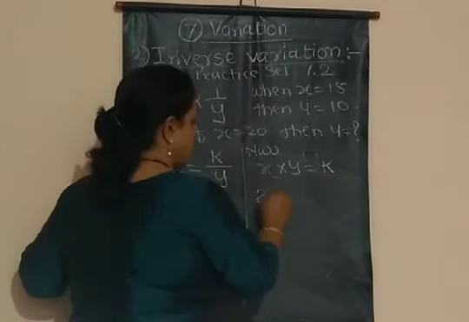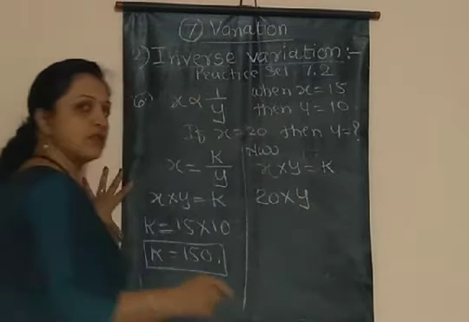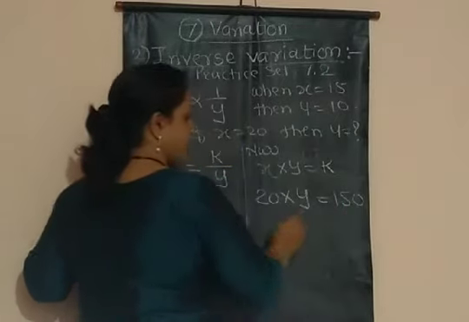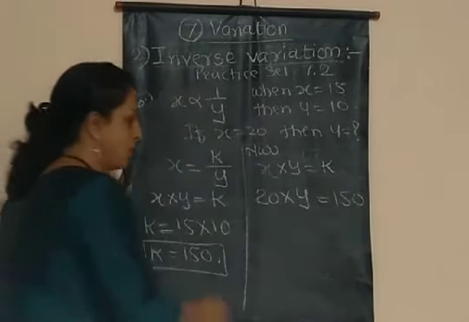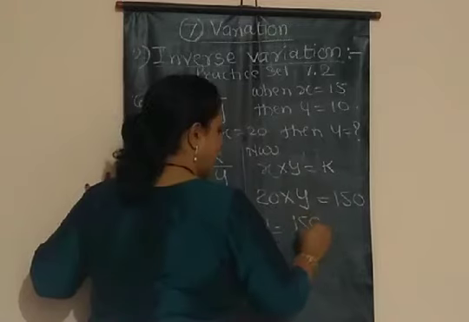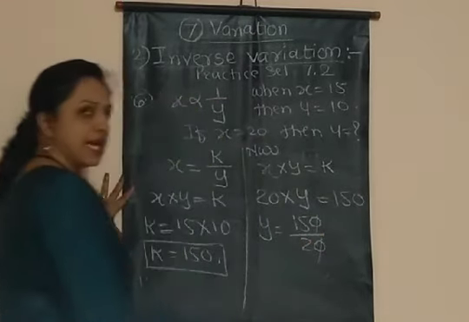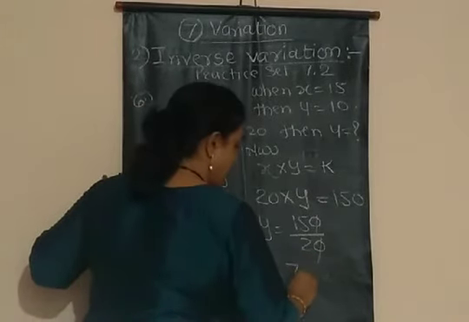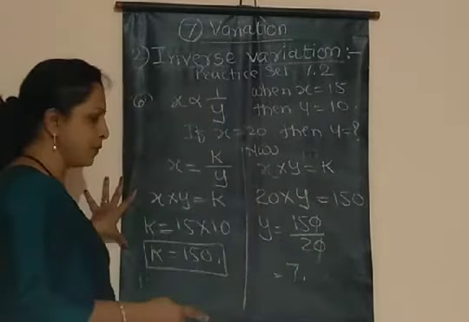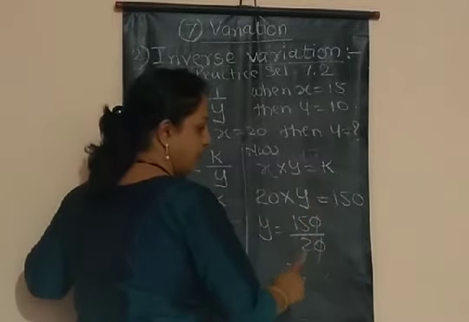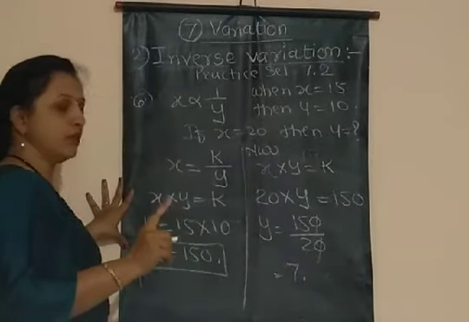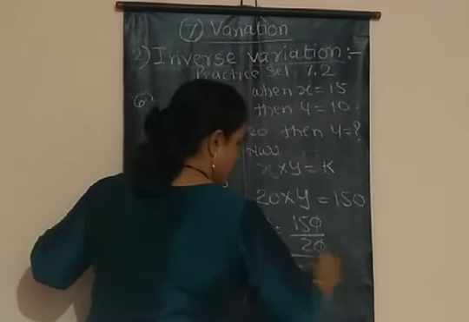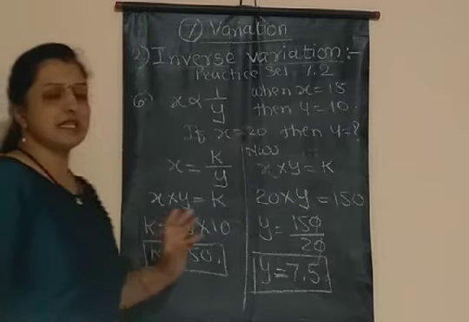So put x is equal to 20 into y as it is, because we have to find out the value of y, and the value of k is 150. So bring this 20 on this side. What we get? Y is equal to 150 upon 20. This 0 cancels. So 15 upon 2. 2 sevens are 14. Then 1 is the remainder. You will take 0 and then 2 5s are 10. So the answer is 7.5. So in this way we complete this practice set 7.2.